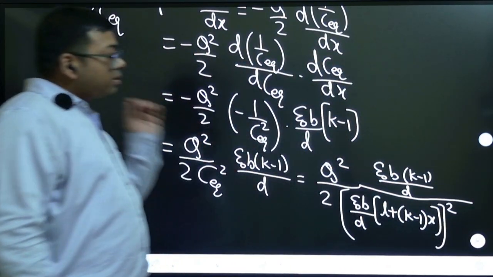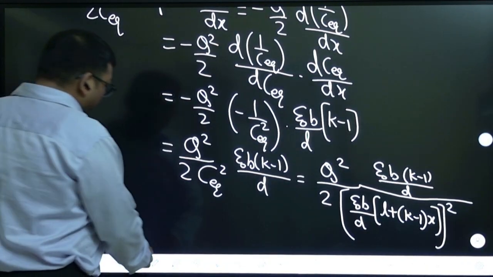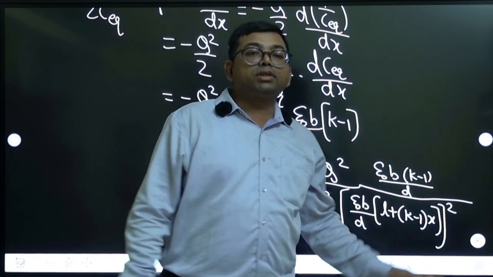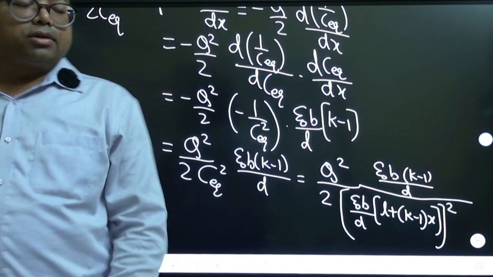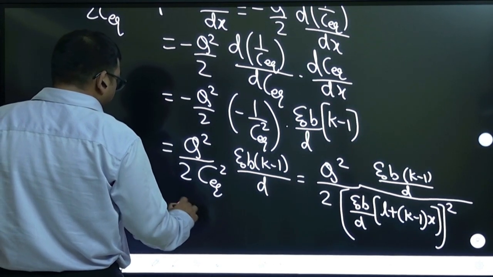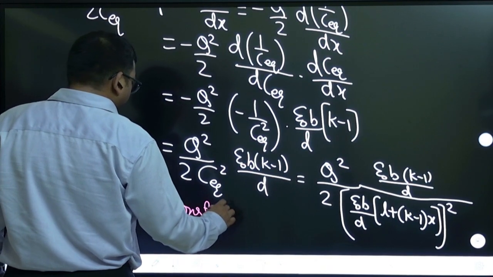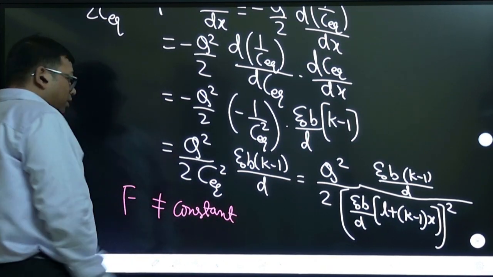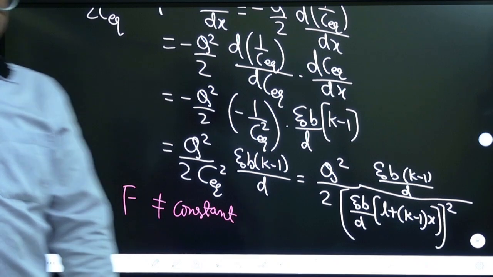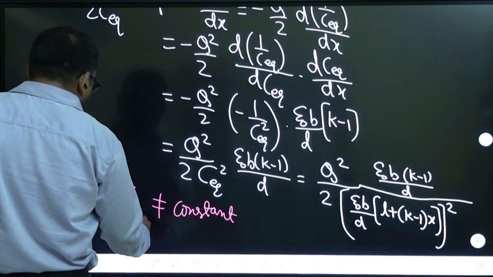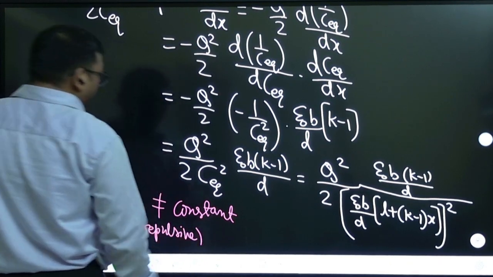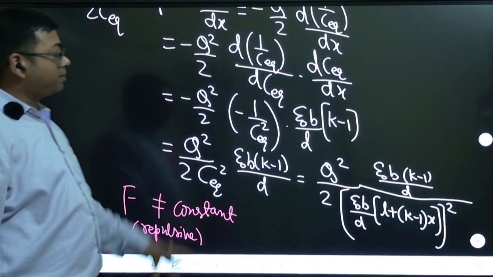Here note that definitely this force is not constant, because this force depends on x. As you change x, force will change. In the earlier case it was a constant force. Here force is not constant. And here it looks like this is positive, so there will be a repulsive force, and force is variable.